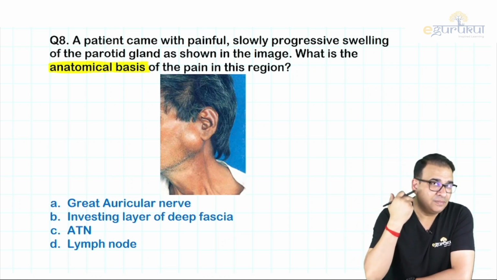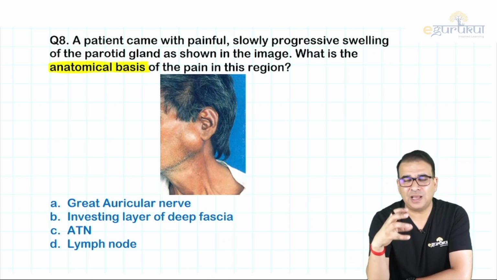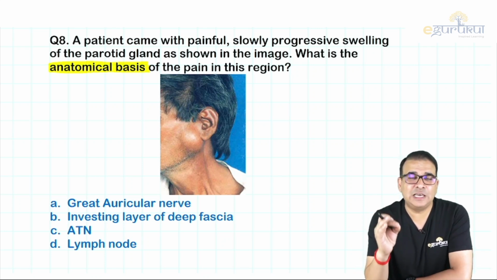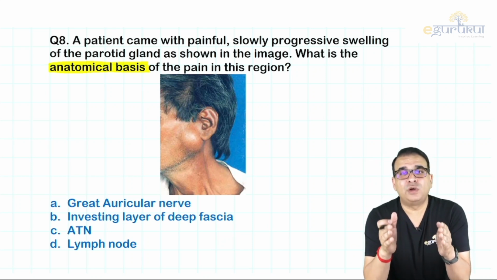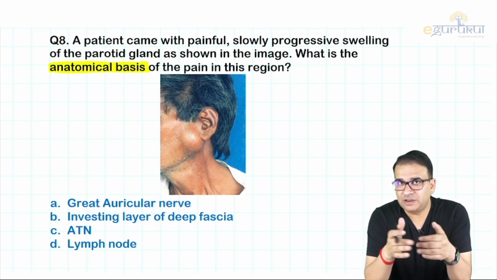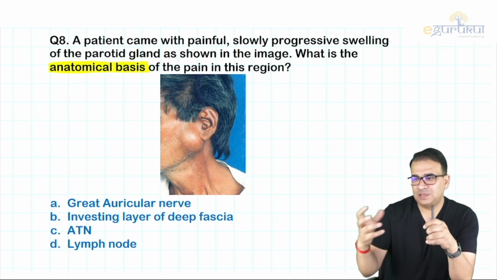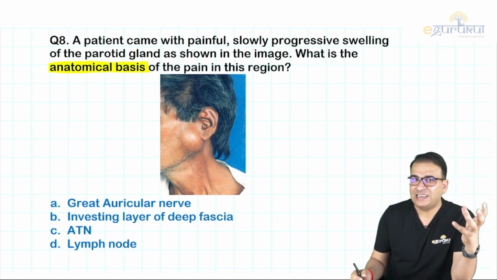The parotid gland is covered in deep fascia, called the parotidomasseteric fascia. It is an extension of the investing layer of deep cervical fascia. And it's the unyielding nature of the parotid fascia that makes mumps very painful here. We know that mumps in children is really painful, and the reason is that this fascia is very unyielding.